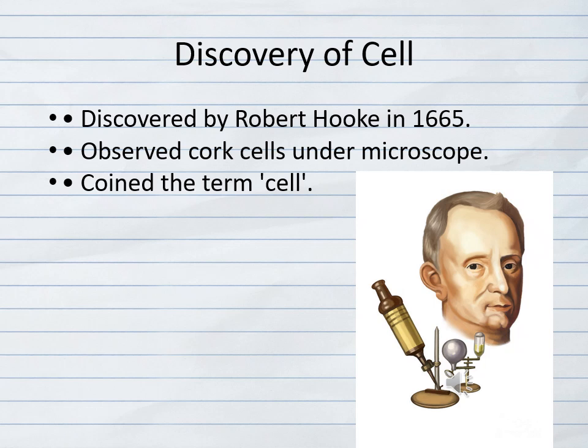Discovery of the cell. The cell was discovered by Robert Hooke in the year 1665. He looked at a thin slice of cork under a microscope and saw tiny box-like structures. He called them cells.